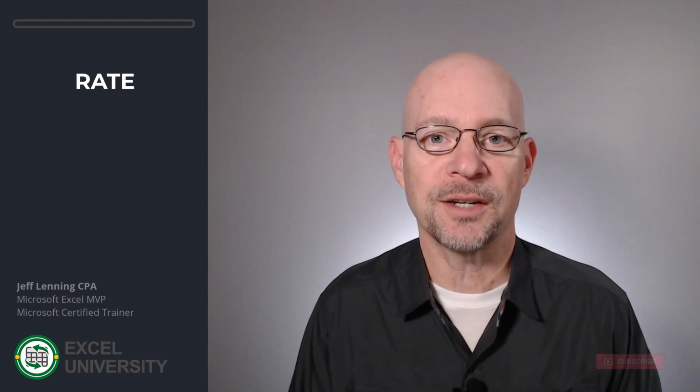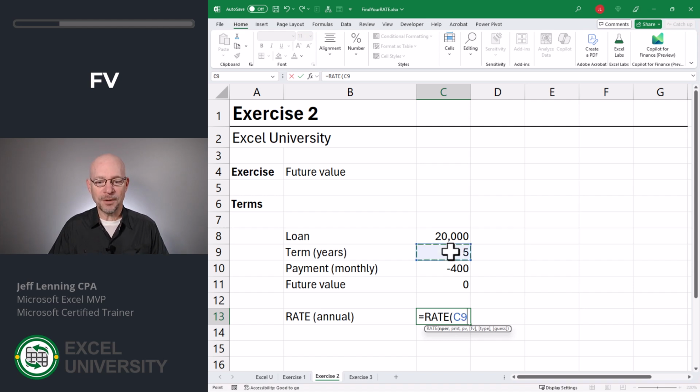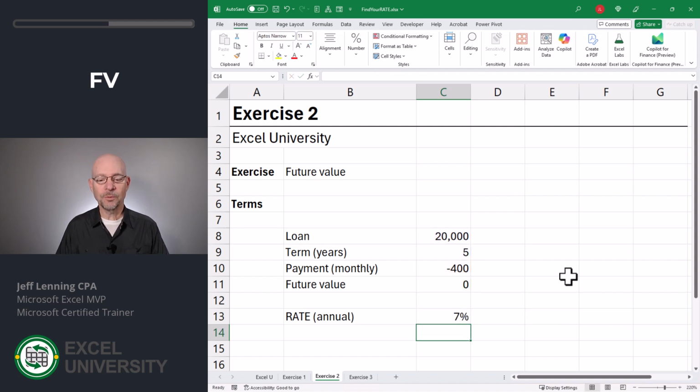Let's go to the next exercise, exercise 2. Now, what if we wanted to account for a future value, like a balloon payment? Well, for that, we just need to use the optional future value argument. Let's see how it works. Equals rate. Here we're going to assume interest compounds monthly, so we need to get all of this into months. So the number of periods is this, times 12, the monthly payment is this, the present value is this, and the future value is this. Close function, and that's going to give us a monthly rate. We want this expressed as an annual rate, so we're going to multiply by 12, and we get 7%.